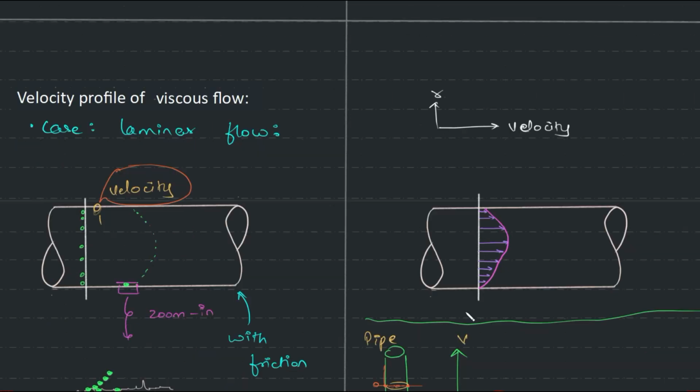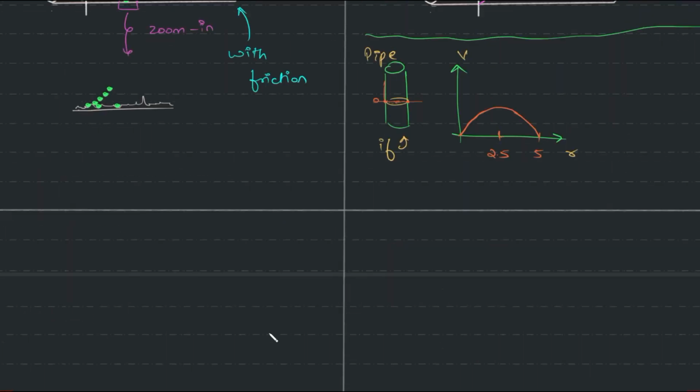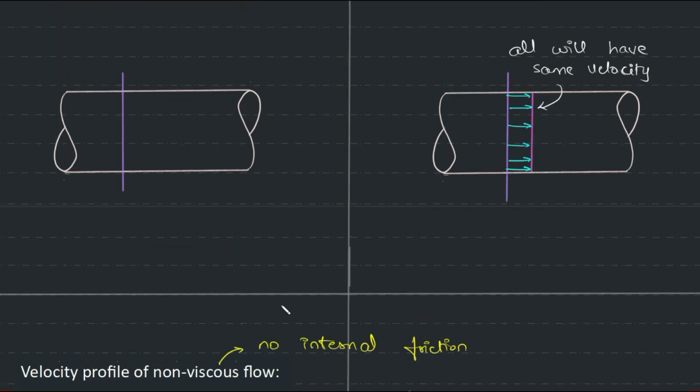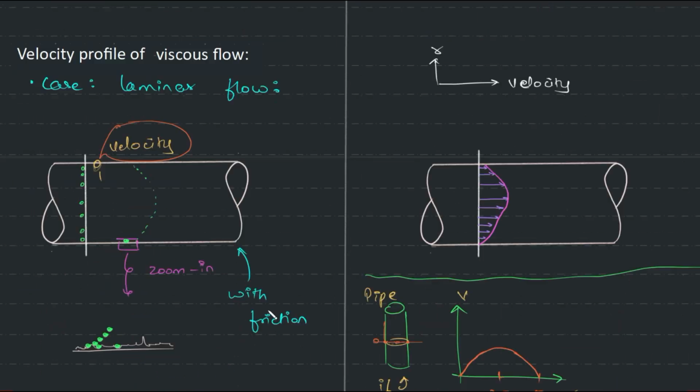So I missed out one case. What if it's turbulent? All of this was laminar. Yeah, laminar flow. Obviously here too it's laminar. So now we have the turbulent case.